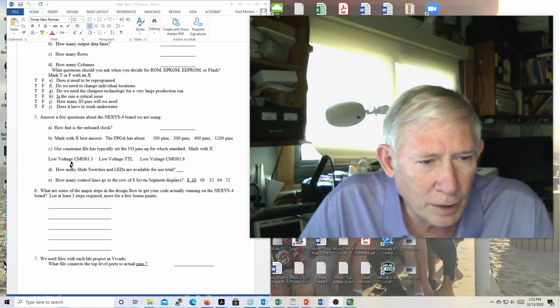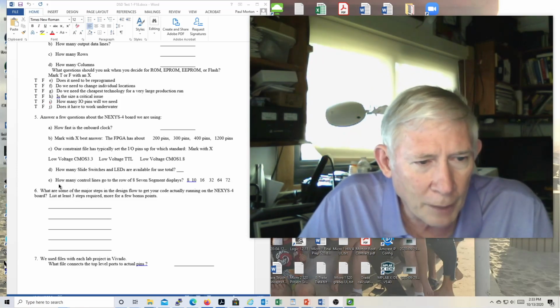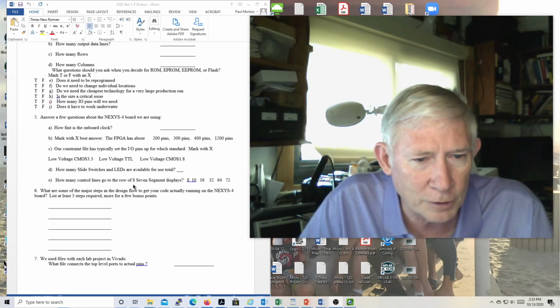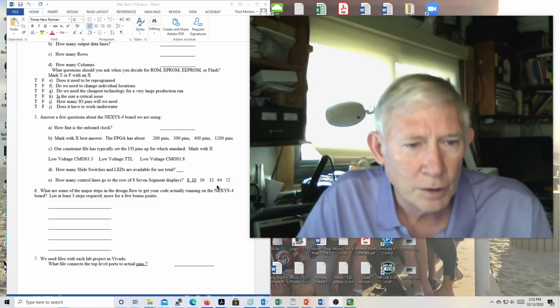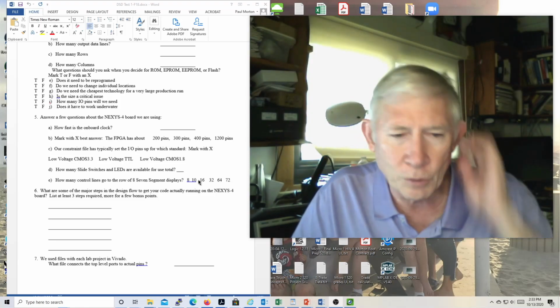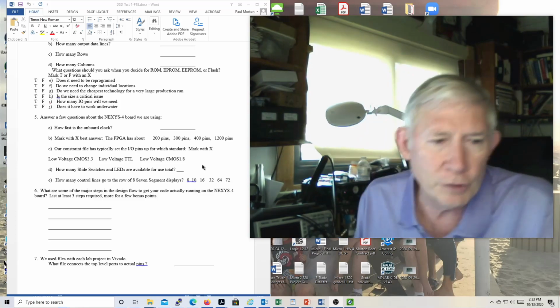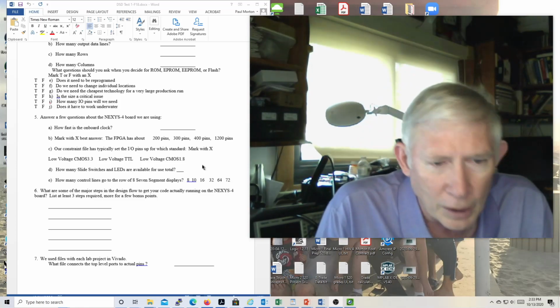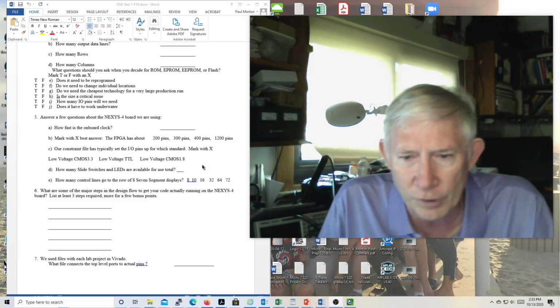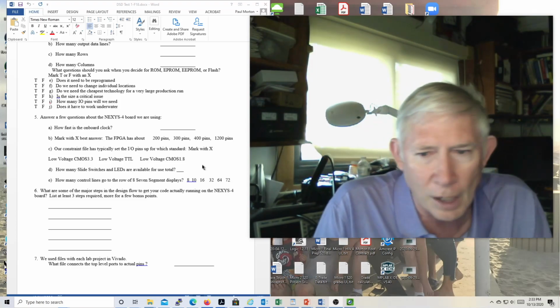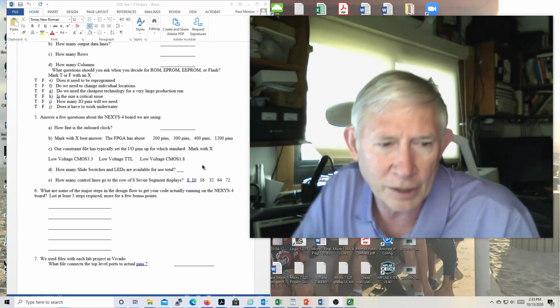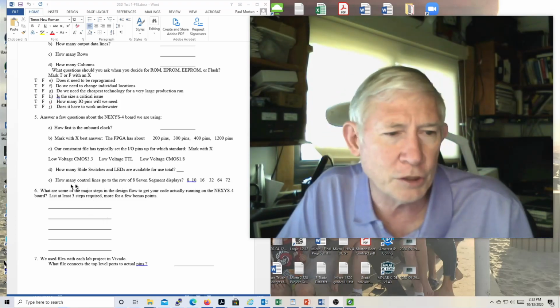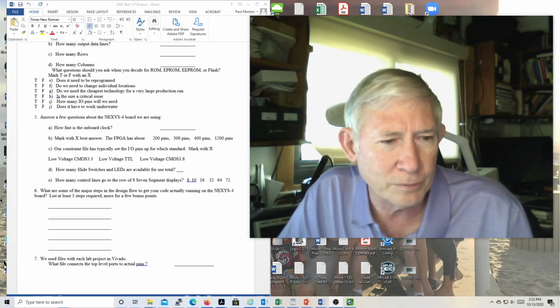All right, so a bad question, really. How many control lines go to the row of 8 7-segment displays? So that's a good question. How many control lines do you need for all 8 7-segment displays? Well, you need 8 control lines for the segments and 8 control lines for the common anodes. So you need 16. The question's not stated in a great way, though.